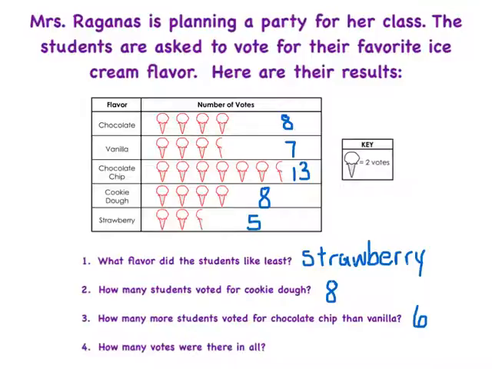Number 4, how many votes were there in all? Now, the words in all are my clue to add all of them. And in this case, when I added all of them together, I'm going to get 41.